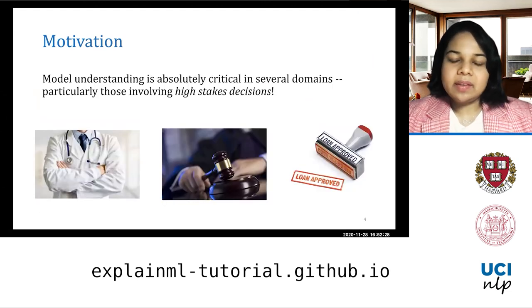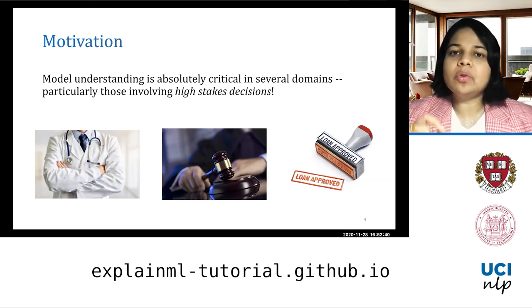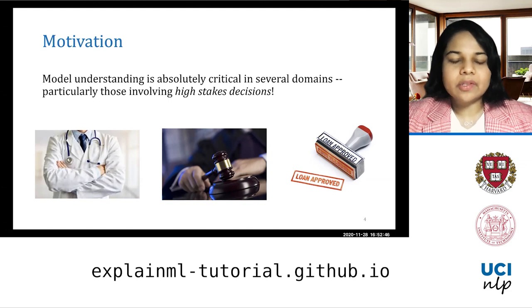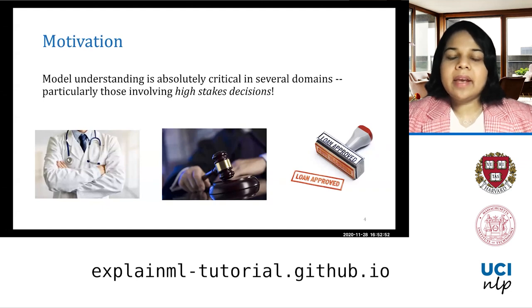Now, the next big question that we need to ask ourselves is, in which of these settings is model understanding really crucial? And model understanding can be absolutely critical, particularly in those domains and applications which involve high-stakes decisions that impact the lives of millions of individuals. Examples of such domains include healthcare, medicine, criminal justice, financial lending, and many more. Now let's probe a little bit deeper to really understand what exactly model understanding can help enable. To do this, let's consider some concrete examples.